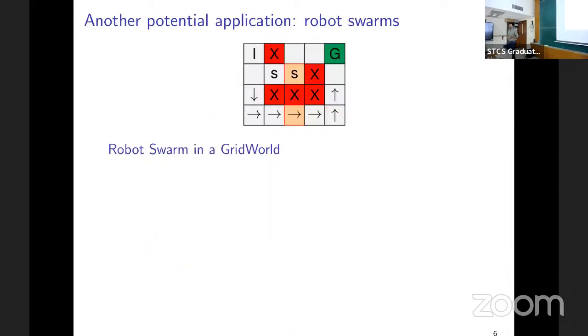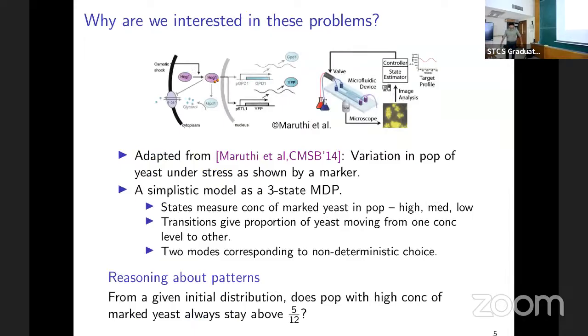Go back to the previous slide. Yeah. So it's in one of the states, it is more than 5/12, or across all states you were talking about? No, in one particular state. Yeah, I should have mentioned that. Maybe a high concentration of markers. That particular state, is it more than 5/12? I don't care what happens everywhere else. So this is just a sample query that you can have.